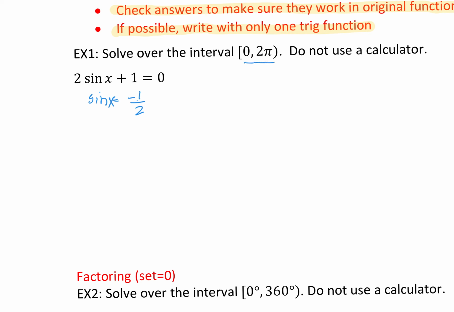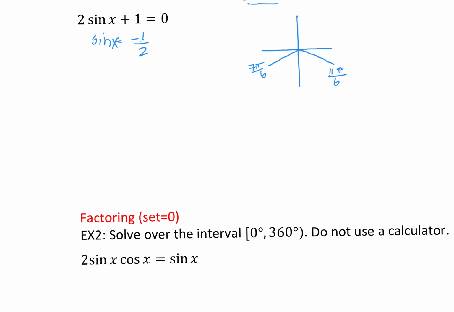If you look on your unit circle, this is a negative value, so we know it's going to be in quadrants 3 and 4 for sine. And negative 1/2 would be at 7 pi over 6 and at 11 pi over 6. So those would be the two solutions within this interval from 0 to 2 pi. Typically you will see these written as the solution set, 7 pi over 6, comma 11 pi over 6.